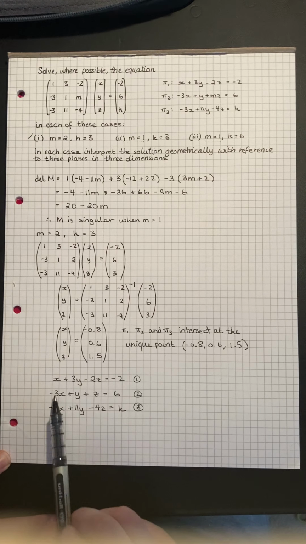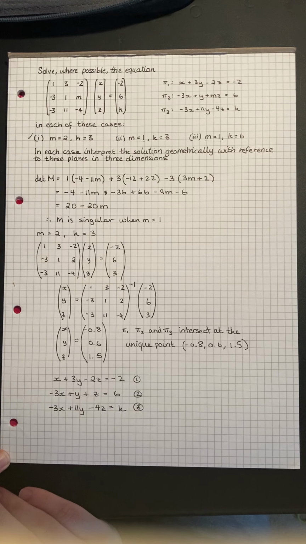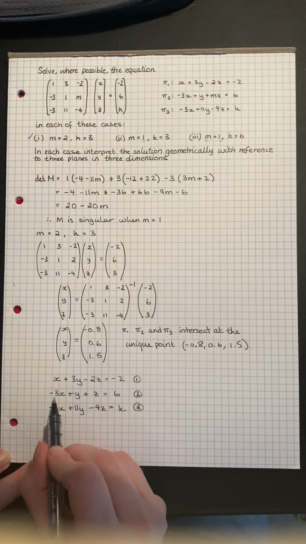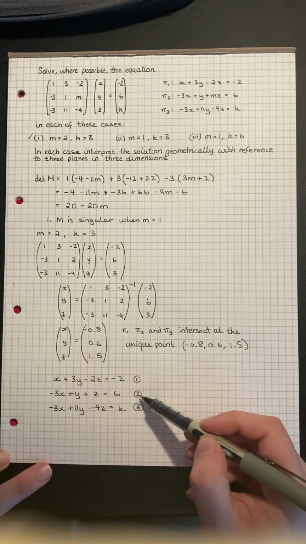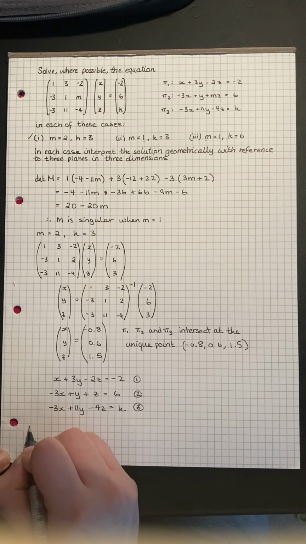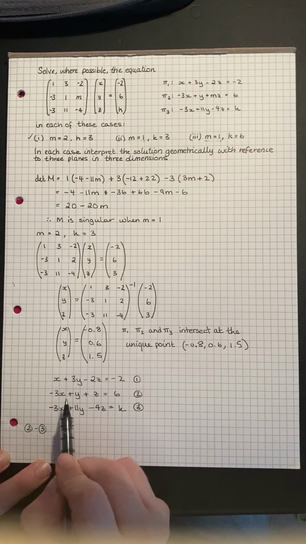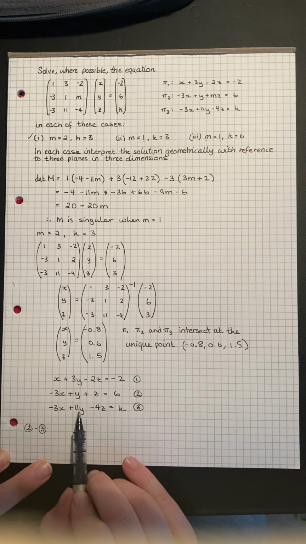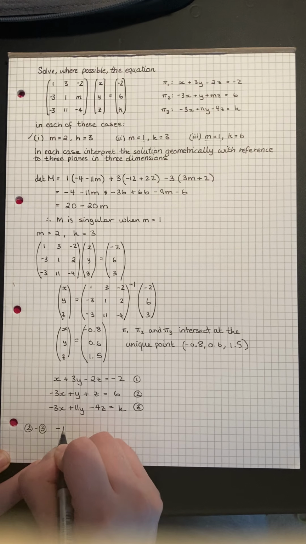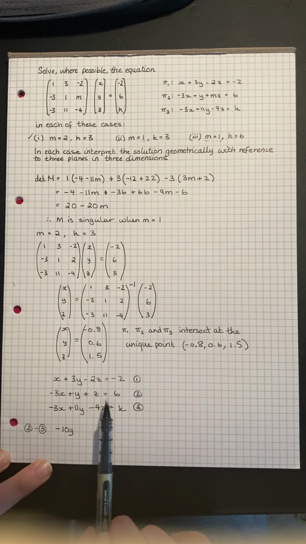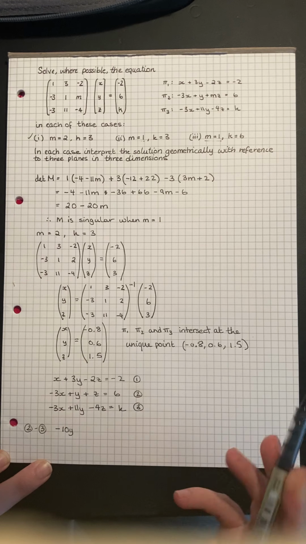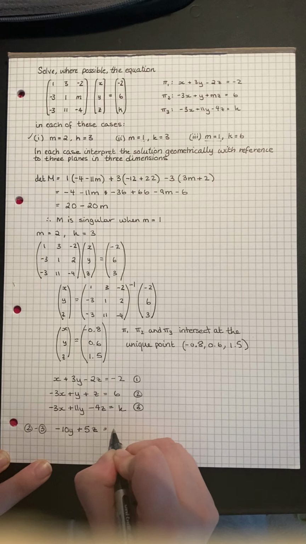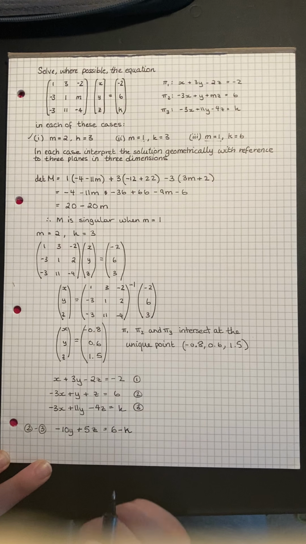So because we've got both 3x here, it might be easy to eliminate x. So let's do that. So we can take away 2 minus 3. And that's going to leave us with minus 3x minus 3x, 0, which is what we wanted. Then we've got y minus 11y is going to give us minus 10y. Then we've got z minus 4z is going to give us 5z. And then over here we've got 6 minus k.